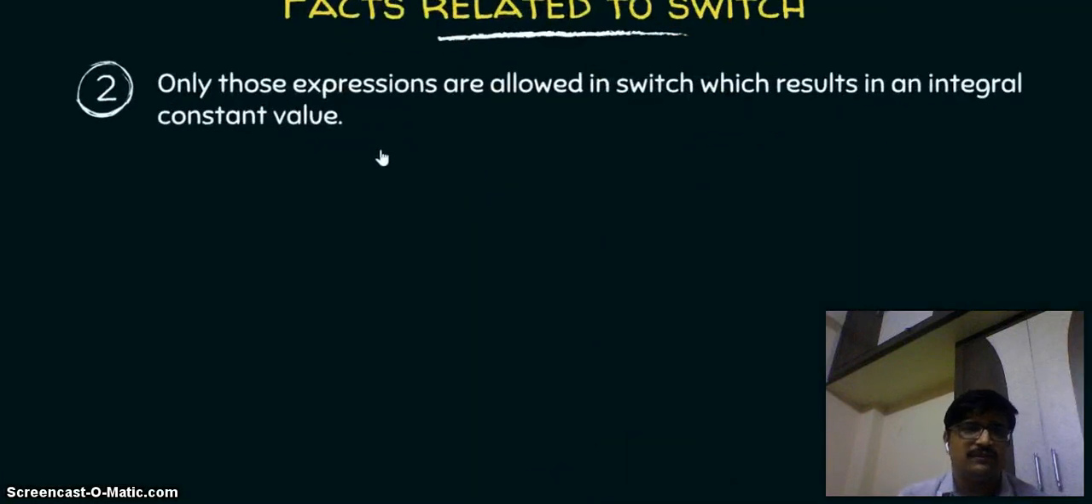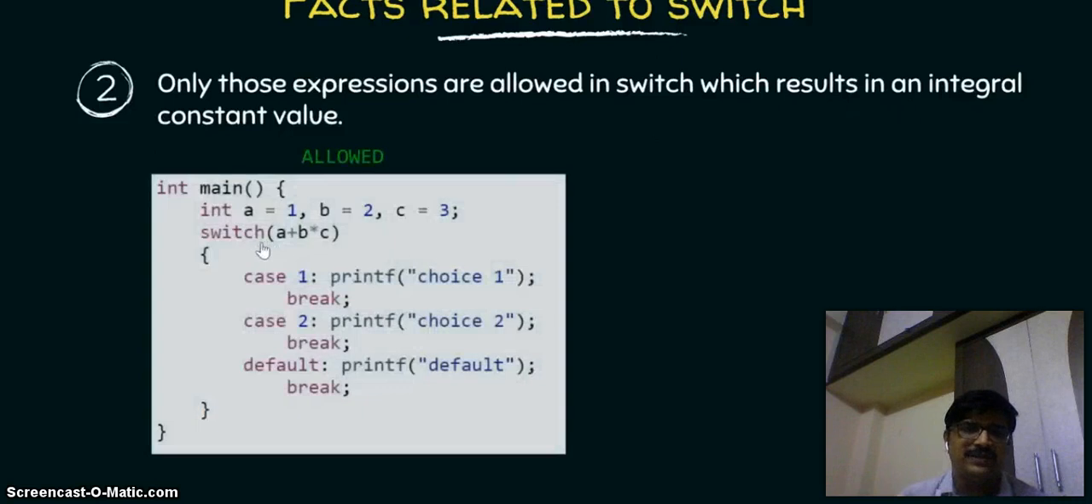Okay, so let's consider fact number 2. Only those expressions are allowed in switch which result in an integer constant value. Very important. So see here the example. I have declared three variables here, a, b, and c, and I have assigned them some values, 1, 2, 3, respectively. Inside this switch, I am writing a plus b into c, right? Which gets evaluated to 7. Because this expression evaluates to an integral constant, we can write this expression inside the switch.